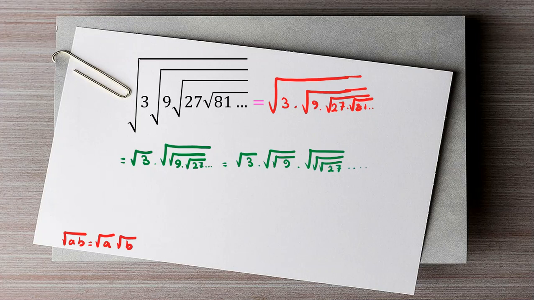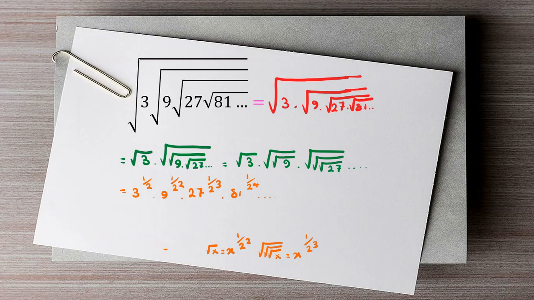27, and so on. We know that the square root of x is x to the power of 1 over 2, the square root of the square root of x is x to the 1 over 2 squared, and the next is x to the power of 1 over 2 cubed, and so on. So the first one is 3 to the power of 1 over 2, the next one is 9 to the power of 1 over 2 squared, the next is 27 to the power of 1 over 2 cubed, times 81 to the power of 1 over 2 to the 4, and so on.